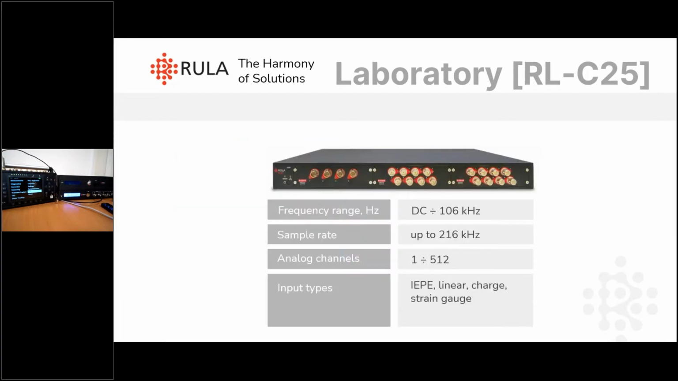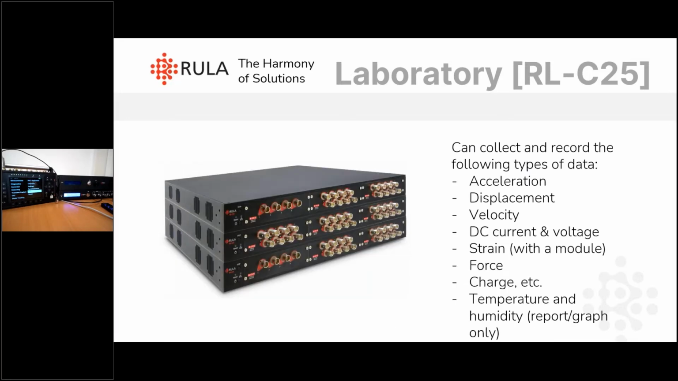You can scale the system up to 512 channels by interconnecting 22 units. It has a frequency range from DC to 106 kHz and a configurable sample rate up to 265 kHz. The system supports the following types of inputs: IEPE, linear, TEDS, charge, and strain gauge. You can view and record acceleration, displacement, velocity, DC voltage and current, charge, and strain data, etc. Also, we work with climatic chambers using the Modbus TCP protocol, and you can read temperature and humidity data from them. However, this data will not be recorded in file, only used in the report in the form of graphs.